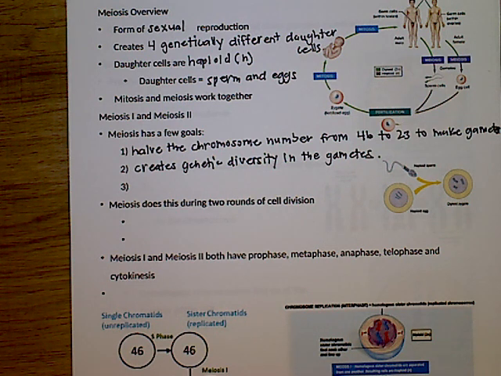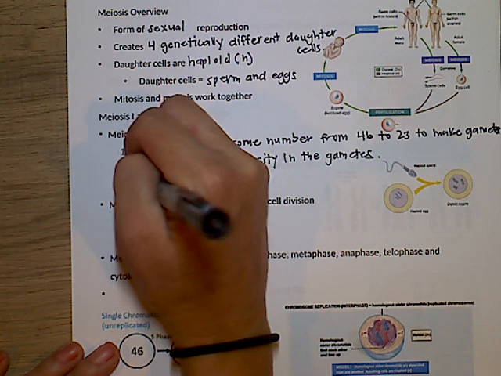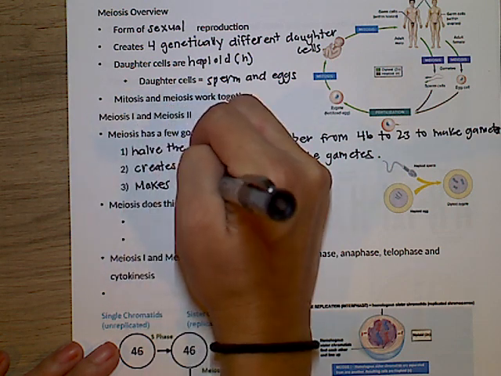So genetic diversity is just differences among offspring, and this is important when it comes to evolution, which we will get to at a later time. And this happens via two processes. There is crossing over and independent assortment, which we'll go into detail in a minute. And make sure you know that it makes 4 gametes total, or 4 daughter cells.